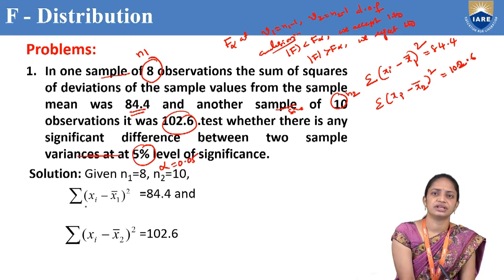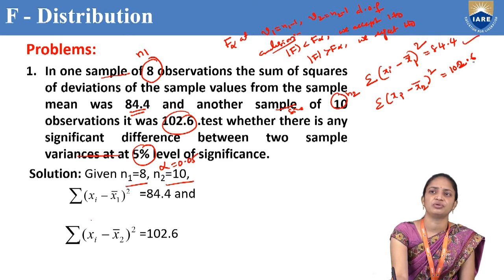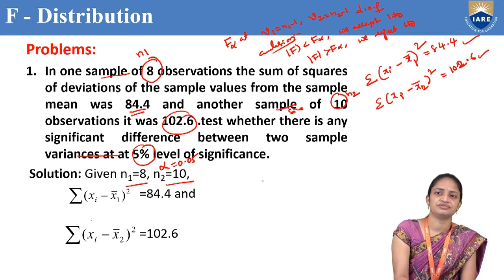Okay, so here they have given that n1 equal to 8, n2 equal to 10, and the sum of squares of deviations from the means is 84.4, and the sum of squares of deviations from the other mean is 102.6. Okay, so now which formula do we have to use?